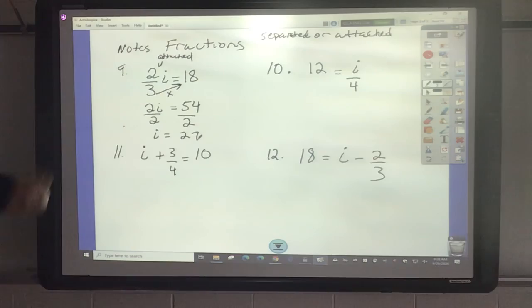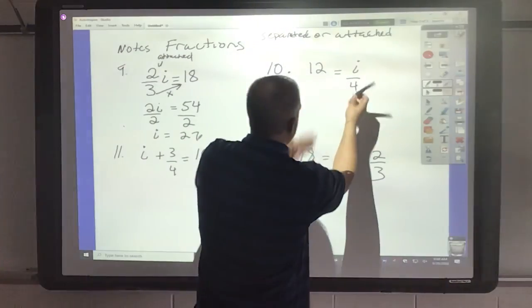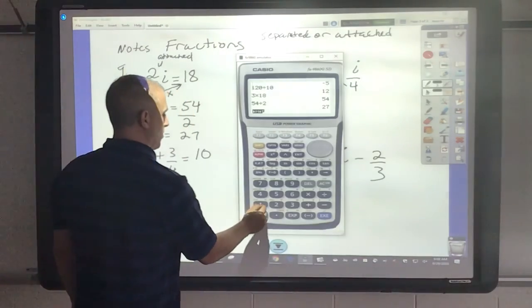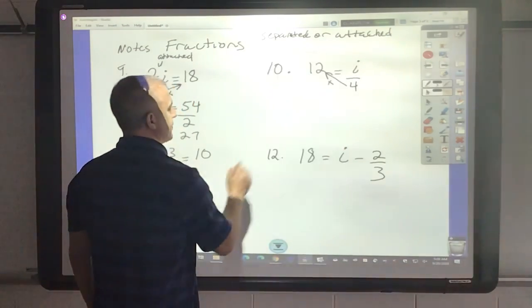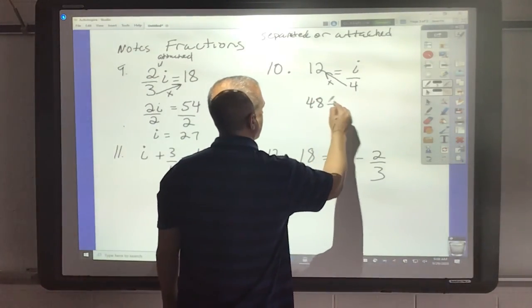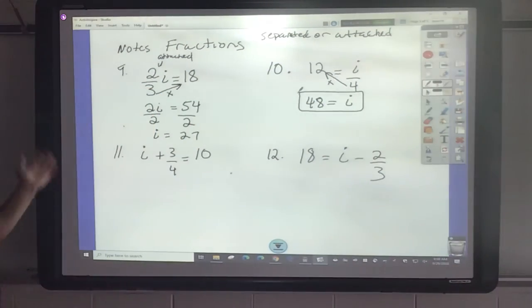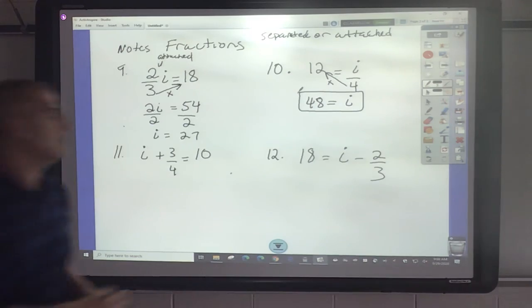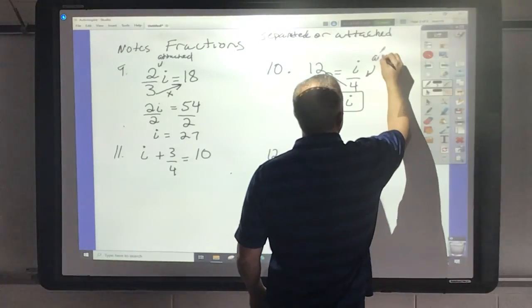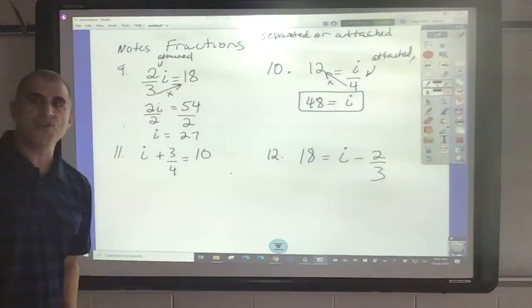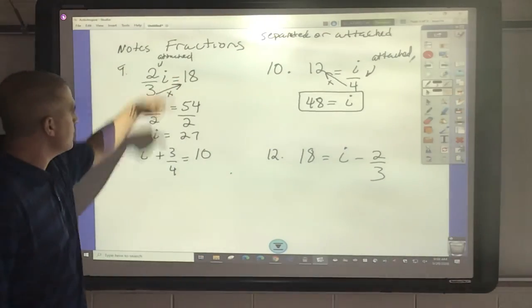Now, let's go over to this one. Very simple. I got 1 there. I just cross multiply it. 12 times 4 is 48. And I just have I. I'm actually done there. I didn't have that extra number, so there was no extra number there. So these were attached. That's how you handle them when they're attached. You take the bottom number and multiply it, and then if you got a number left over, you then divide it.